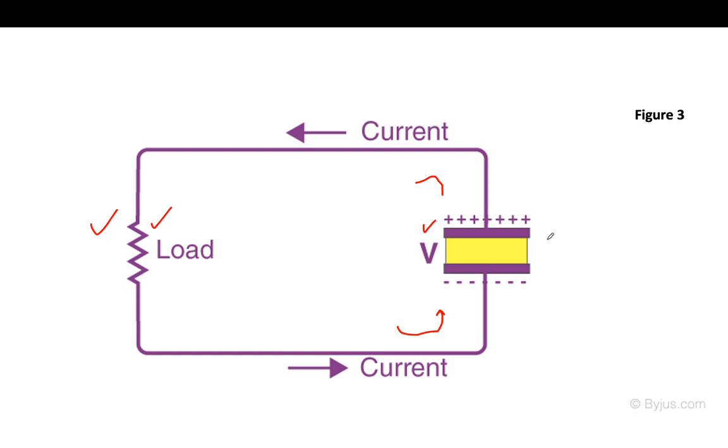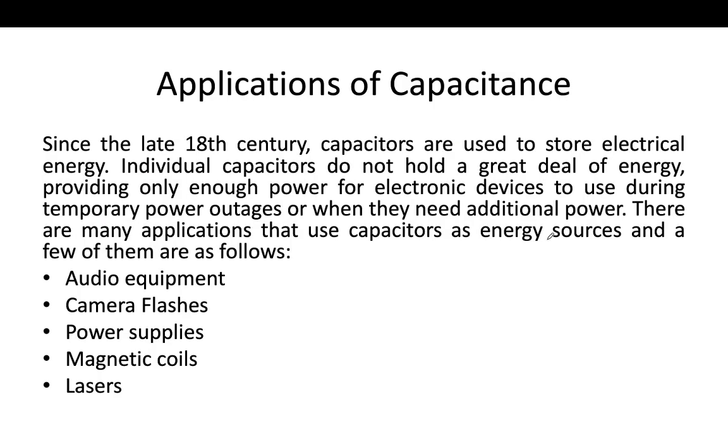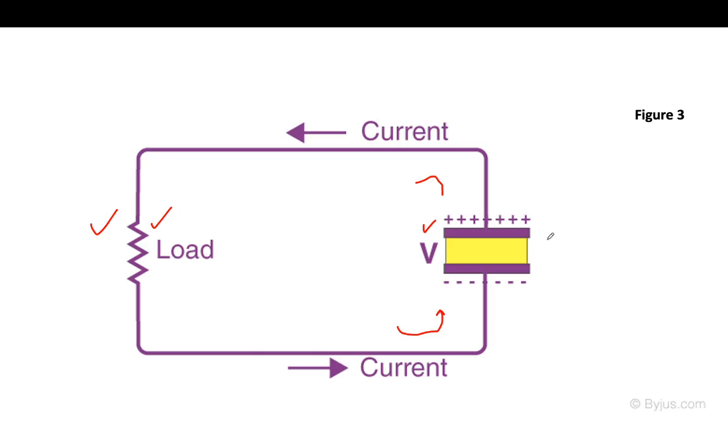So from all these figures we came to know that the most basic definition of a capacitor is that it is a type of charging battery, because it has a charging time and it has a discharging time. So this means a capacitor stores the energy, uses that energy, and again starts charging.